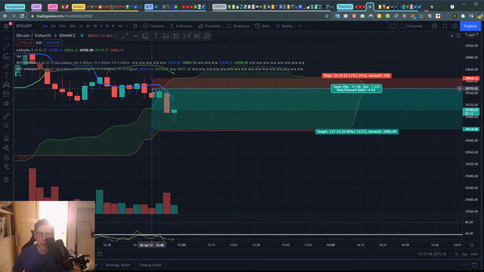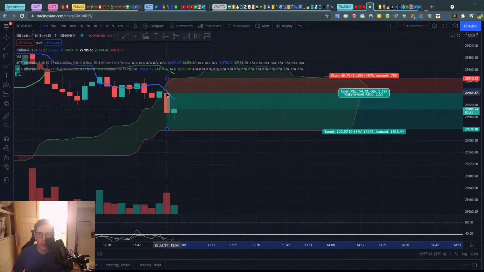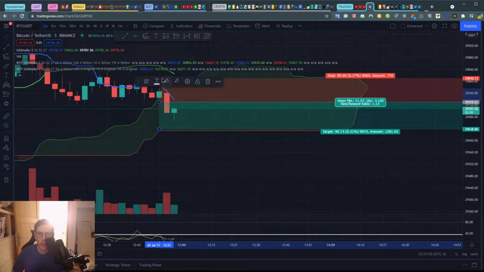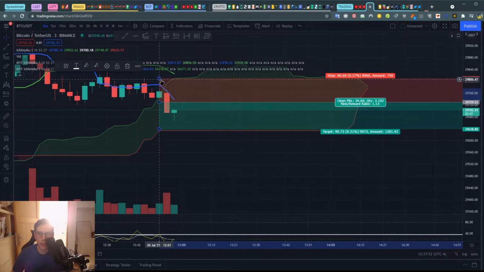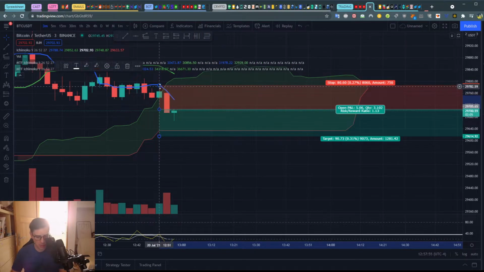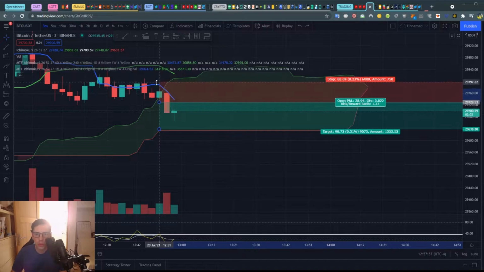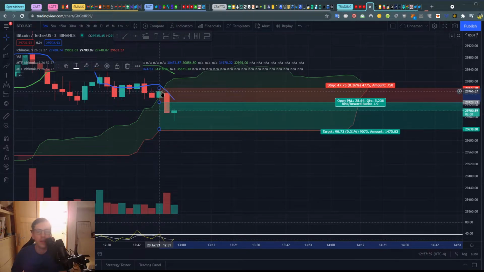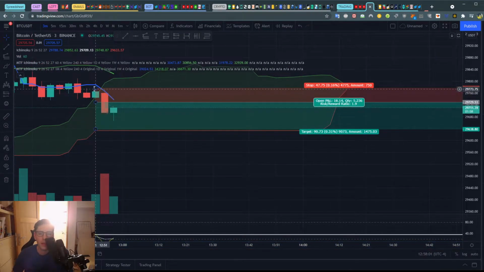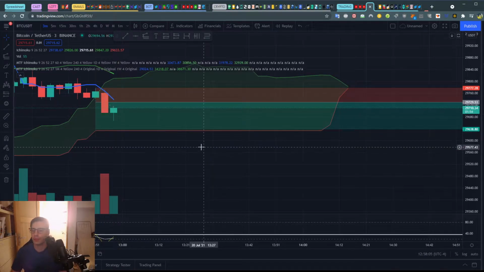Okay, we have 3 candles, so now I place my stop loss here, at the top of this candle, the green candle, and we wait.